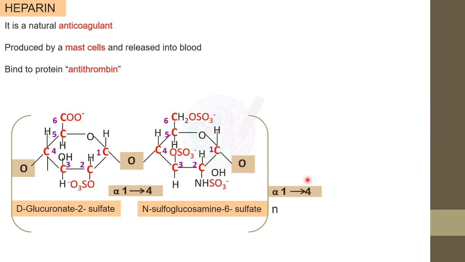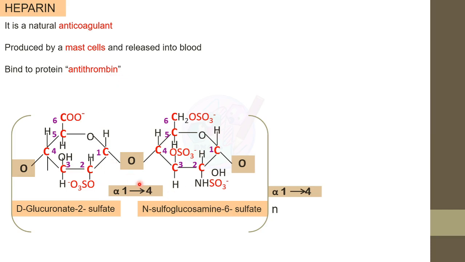Next one is heparin. We discussed that glycosaminoglycans are part of the extracellular matrix, provide flexibility, and act as shock absorbers. But here heparin is different. It is a natural anticoagulant produced by immune cells, the mast cells, and released into the blood, where it binds to the protein antithrombin. Because thrombin is a blood clotting protein, heparin inhibits thrombin, so it stops the coagulation of blood.